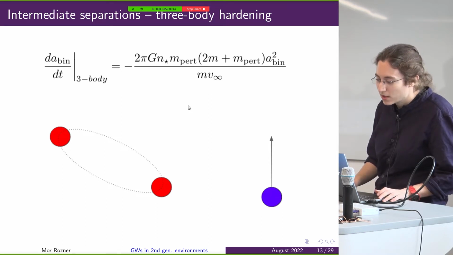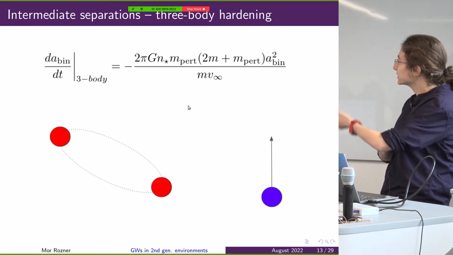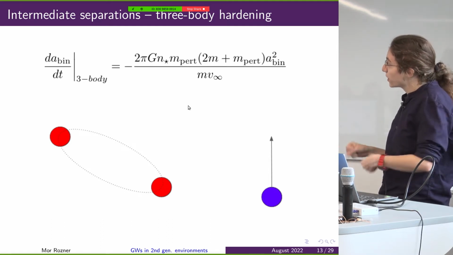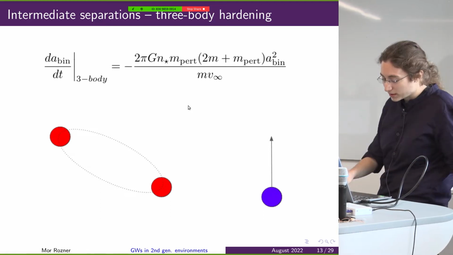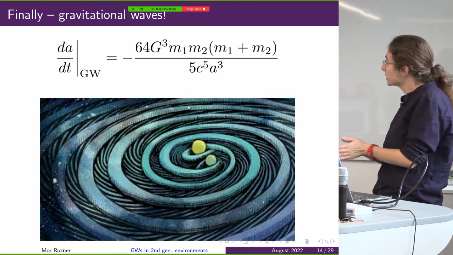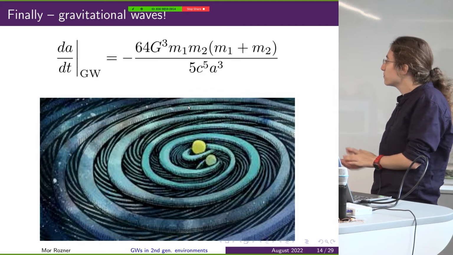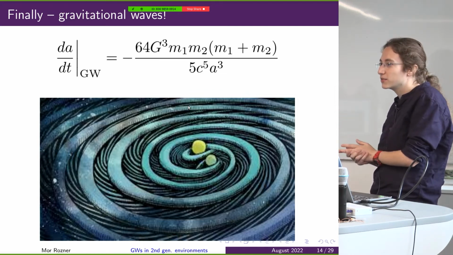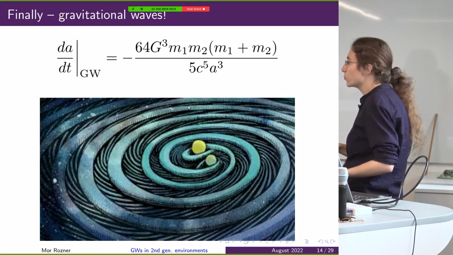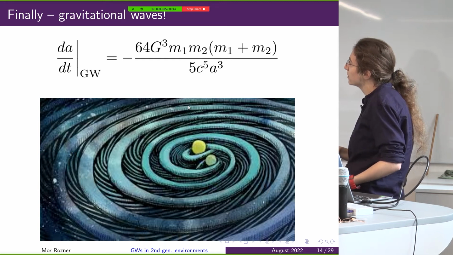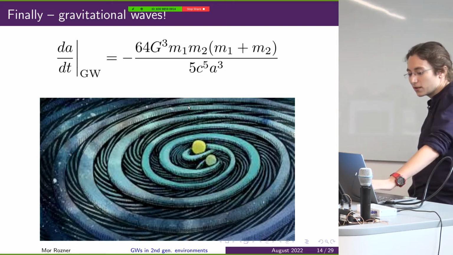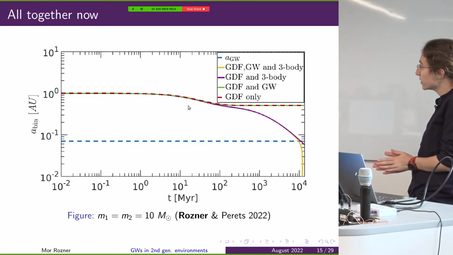Okay. So we hardened the binary, and it scales with the separation and with the mass of the perturber. Of course, if you have a very massive perturber, then the effect will be larger. And finally, if everything worked well until now, we'll have gravitational waves in the Peters formula. So we should have a very small separation, so we should have the gas dynamical friction and the three-body hardening before that, otherwise we won't have gravitational waves. Okay, so it's time to show you some results.